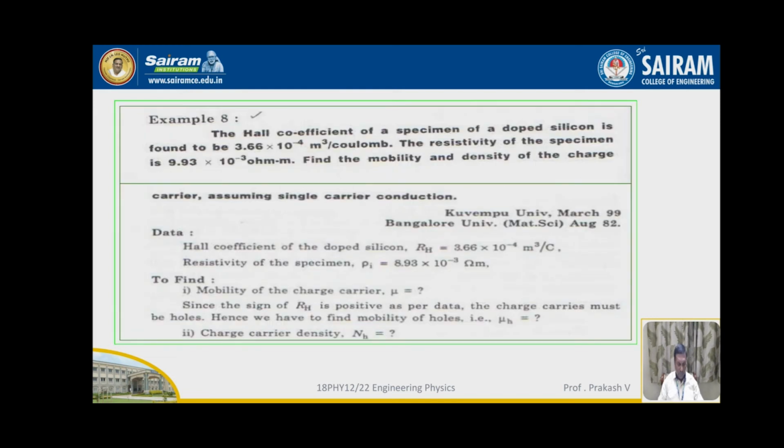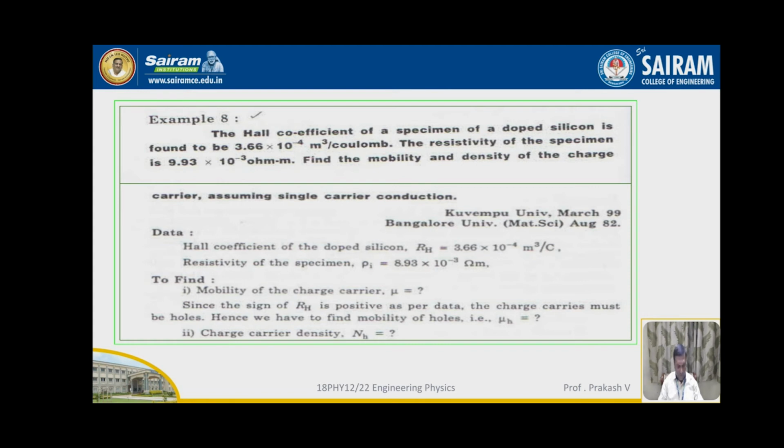The next problem is: the Hall coefficient of a specimen of doped silicon is found to be 3.66 × 10^-4 meter cube per coulomb. The resistivity of the specimen is 9.93 × 10^-3 ohm meter. Find the mobility and density of the charge carriers. So this is the problem.